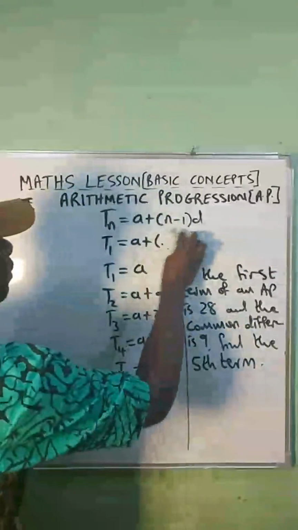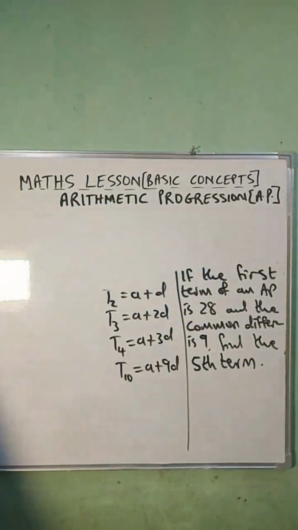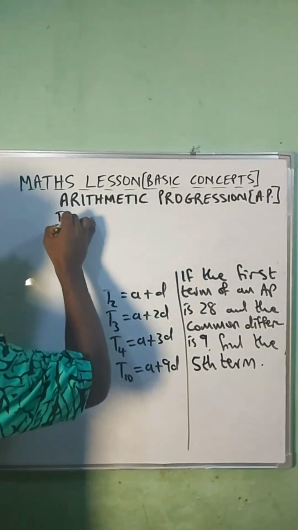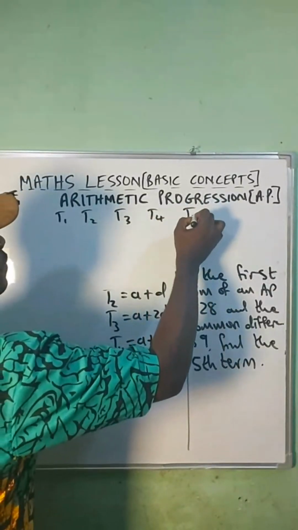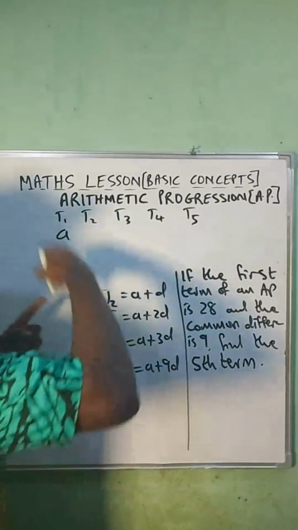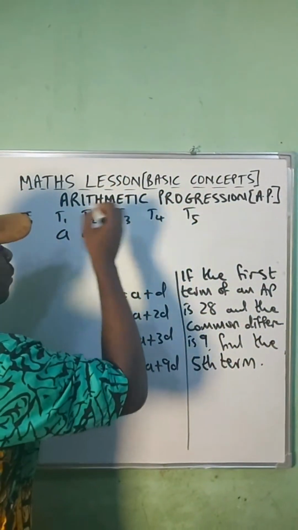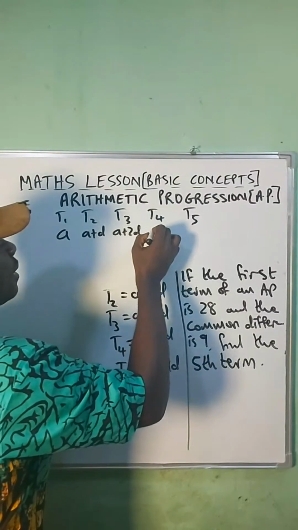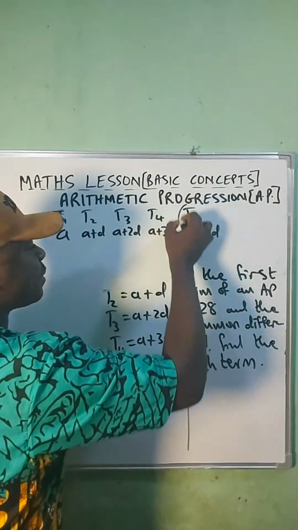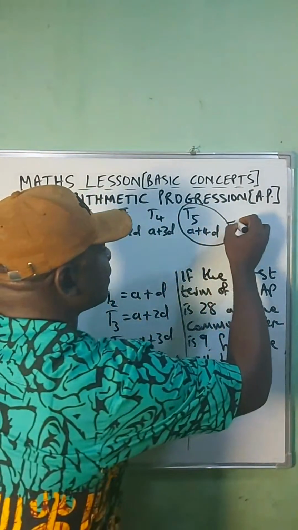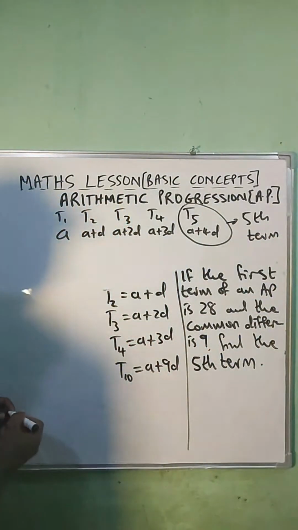So when you get T1, T2, T3, T4, T5, this is A. To get the next term, you add the common difference, which is D. That will be A plus D, again A plus 2D, A plus 3D, A plus 4D, and this is the one we're using. This is the fifth term.